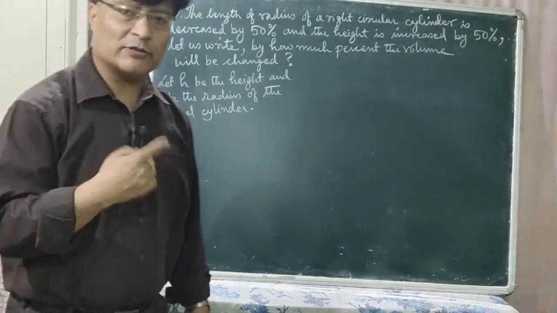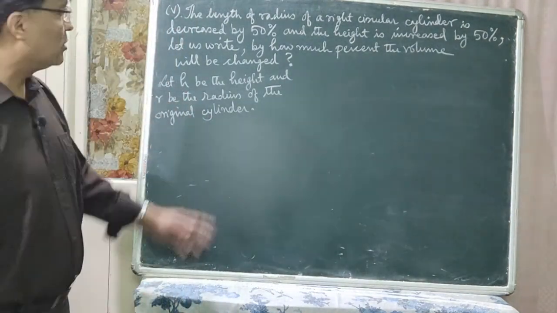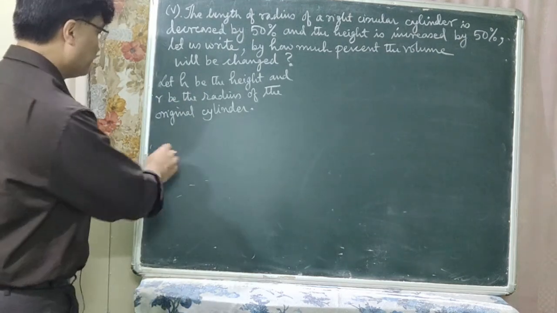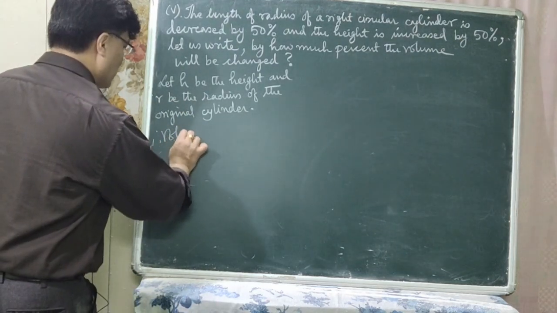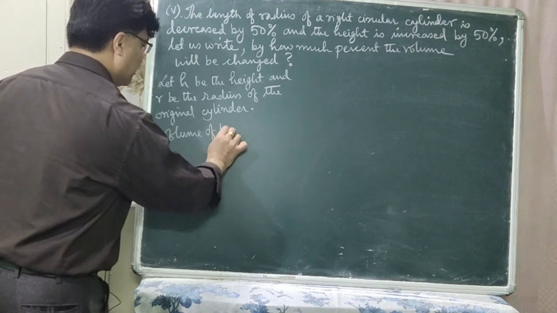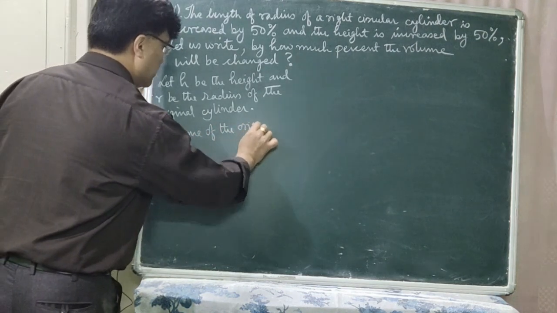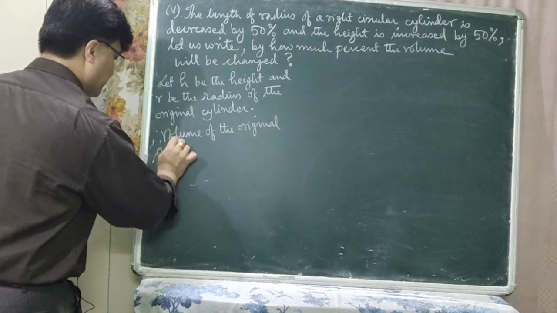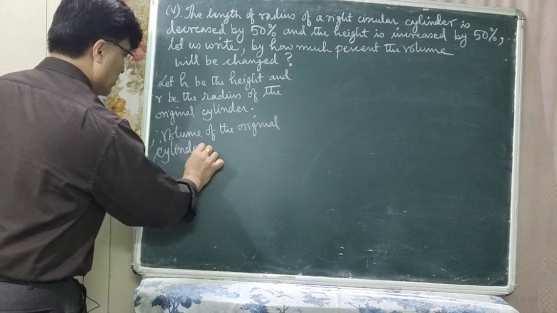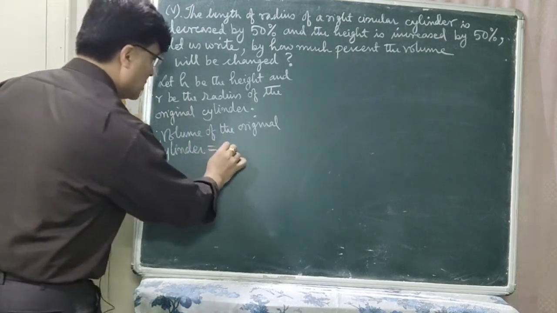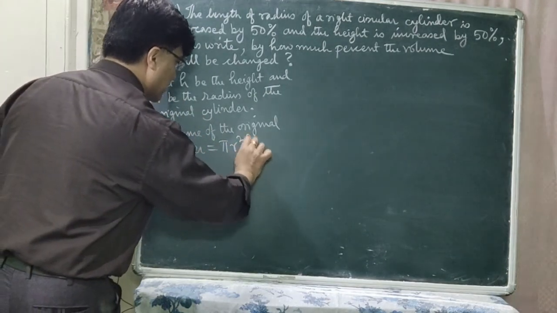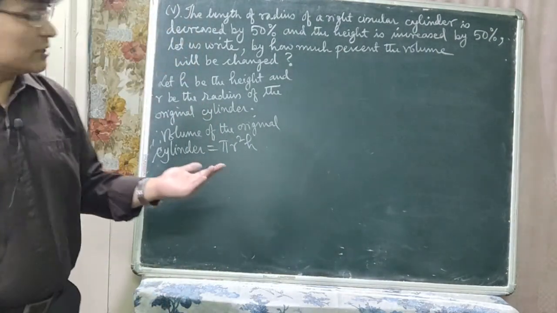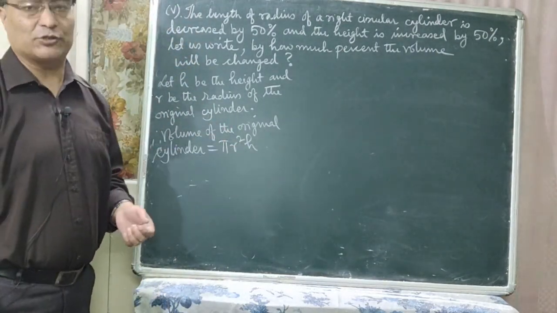So now let us find out the volume of the original cylinder. So what is the volume of the original cylinder? It is pi r square h. Okay. So the volume of the original cylinder is equal to pi r square h. So I think you have understood it. So what is the volume of the original cylinder? It is pi r square h.